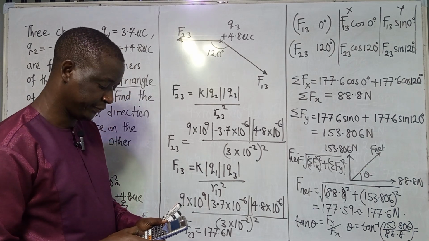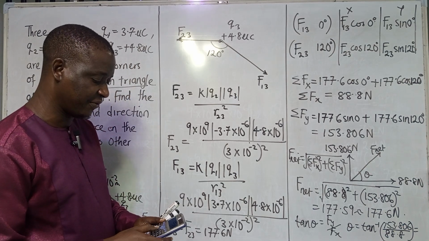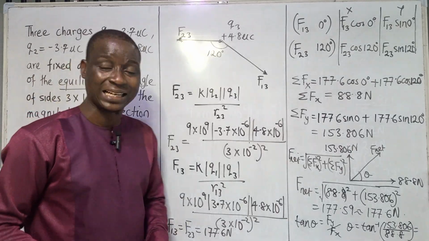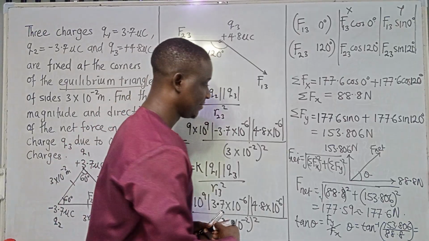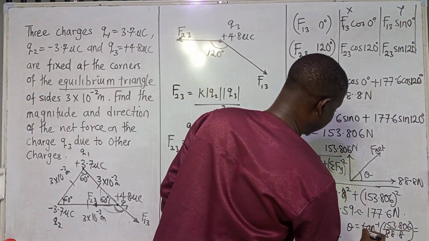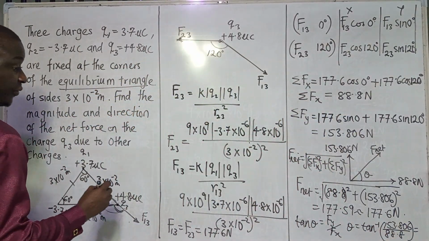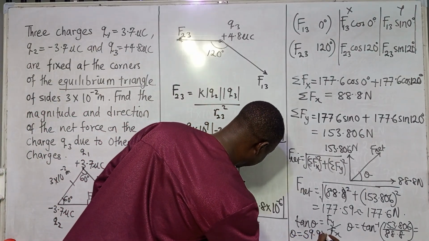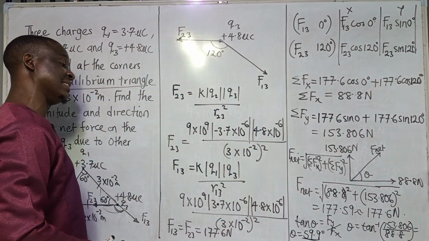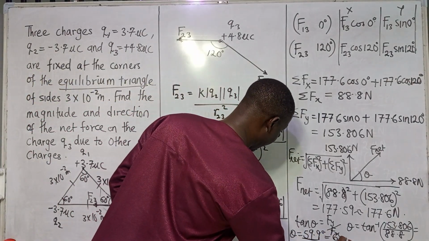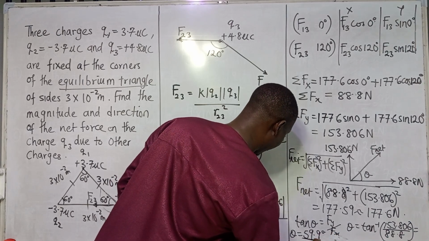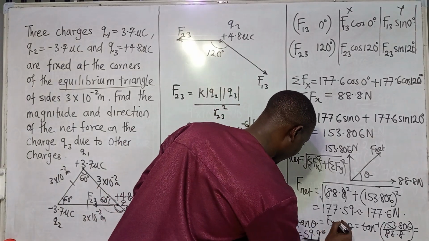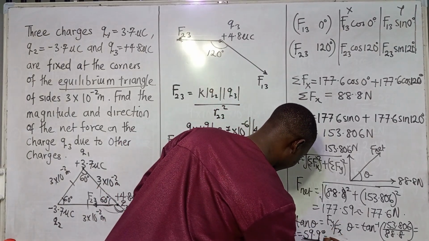Now, 153.806 divided by 88.8, then tan inverse, that should be 59.9. That means the direction here is theta equal to 59.9 degree, which can be taken as 60 degree. So either you leave it as 59.9 or you leave it as 60 degree.